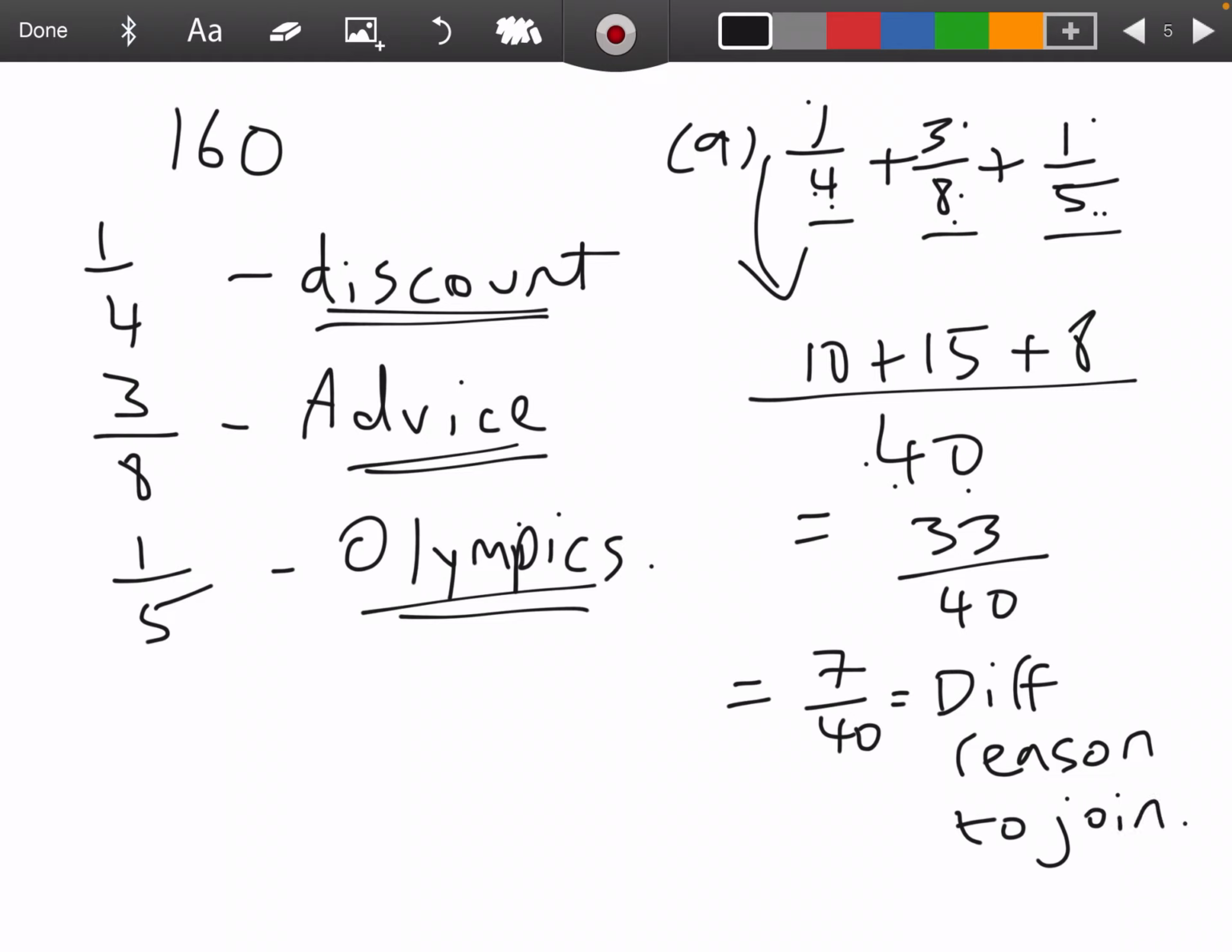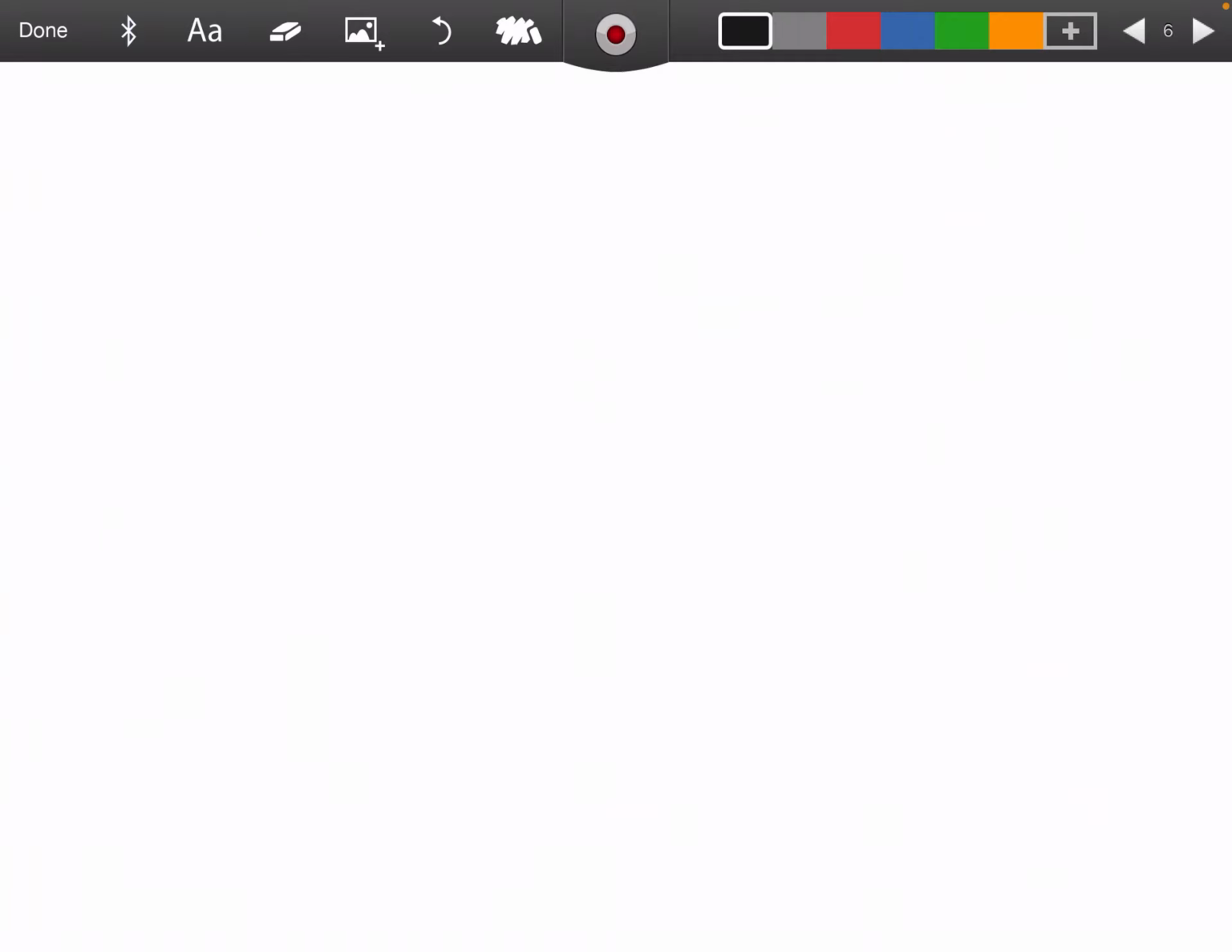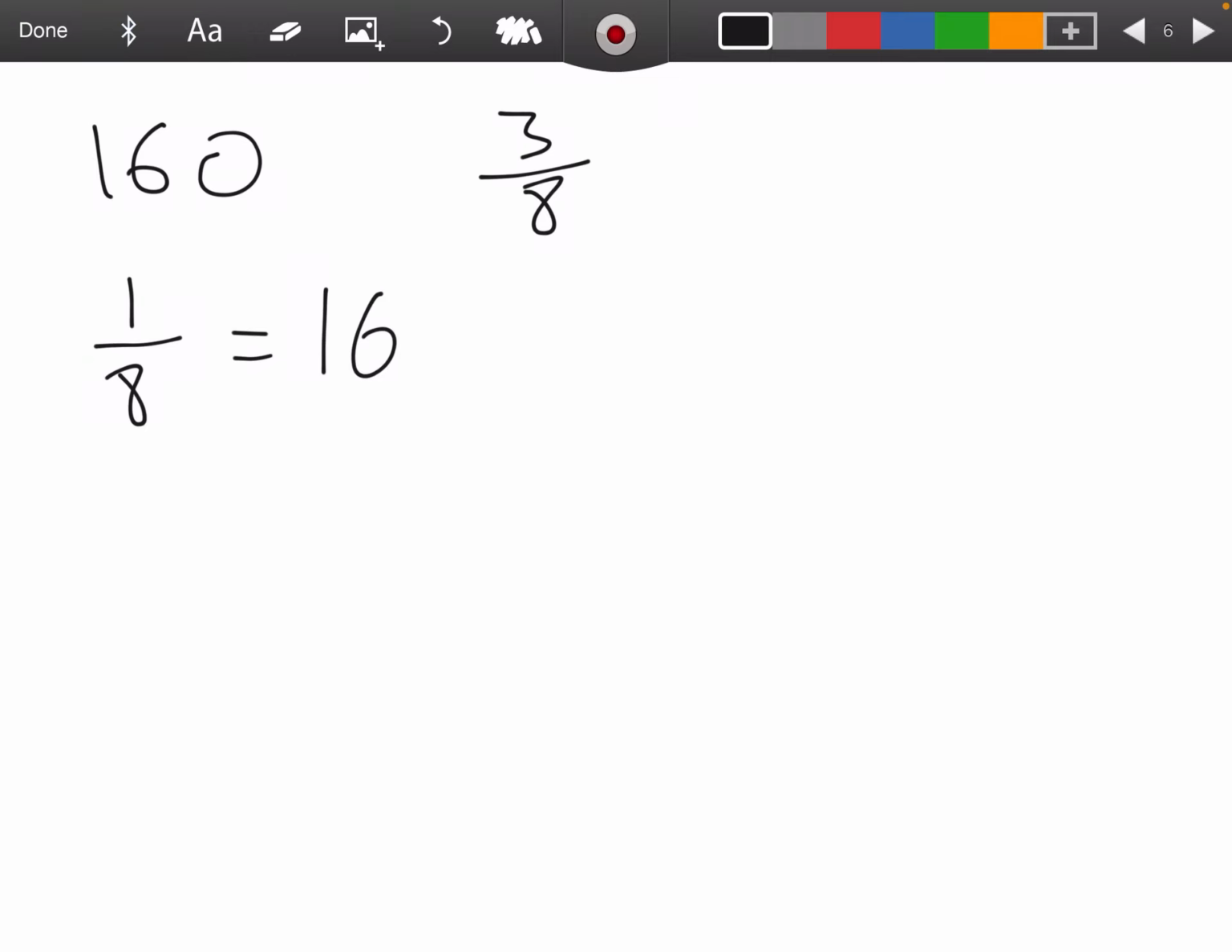Part B. How many people joined because they were advised to do so by a doctor? So you know that 3/8 of the people joined because their doctor told them to. Now, there are 160 people that have joined this gym. So I want to know what 3/8 of 160 is. So the way to do it for me, I want to get what 1/8 is. If I figure out what 1/8 is, I can figure out what 3/8 is nice and simply.